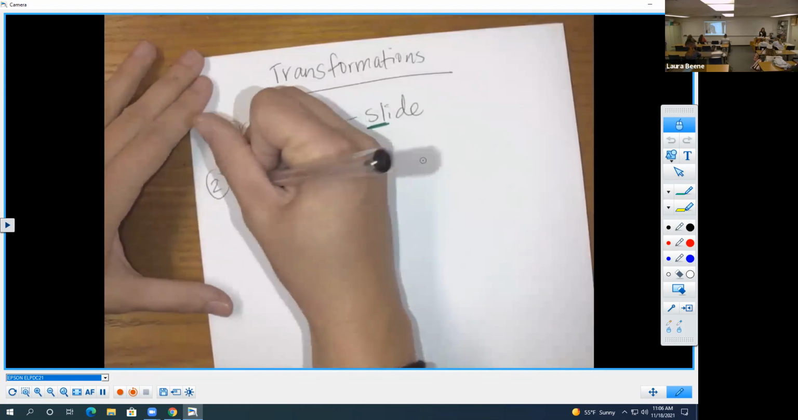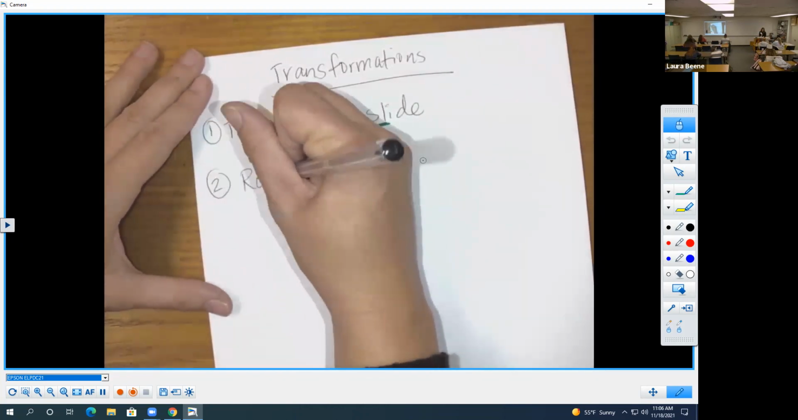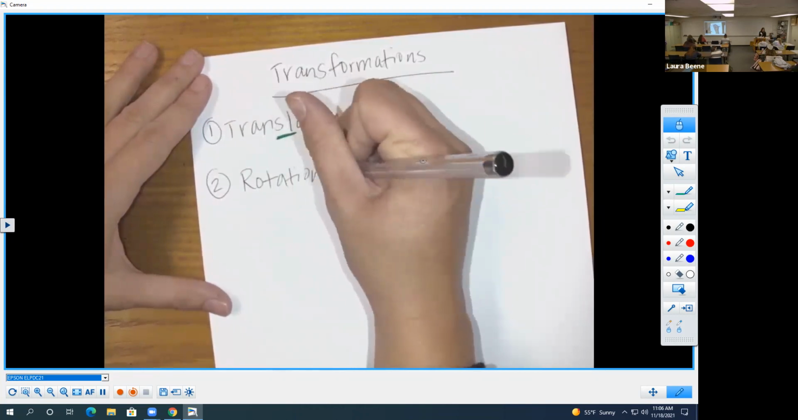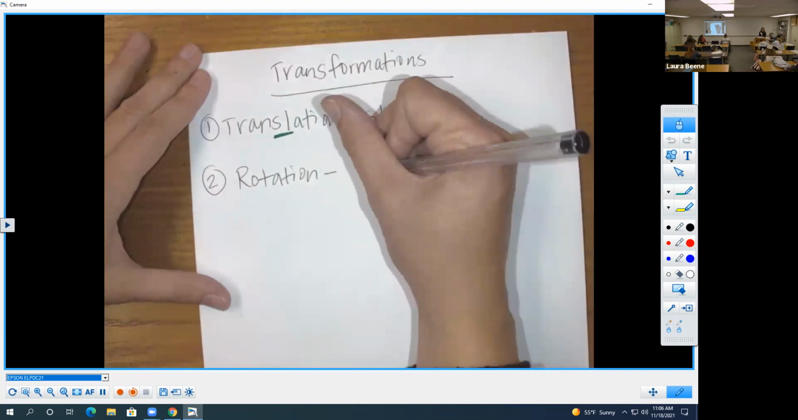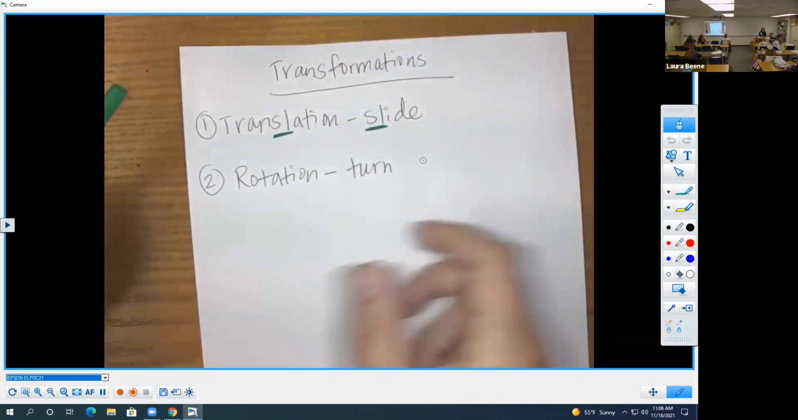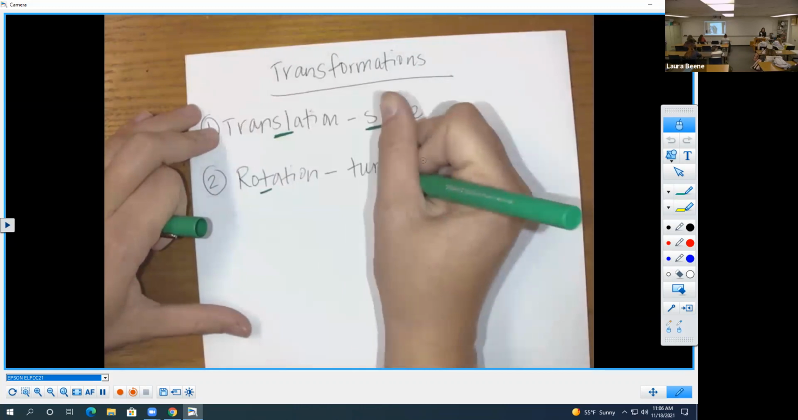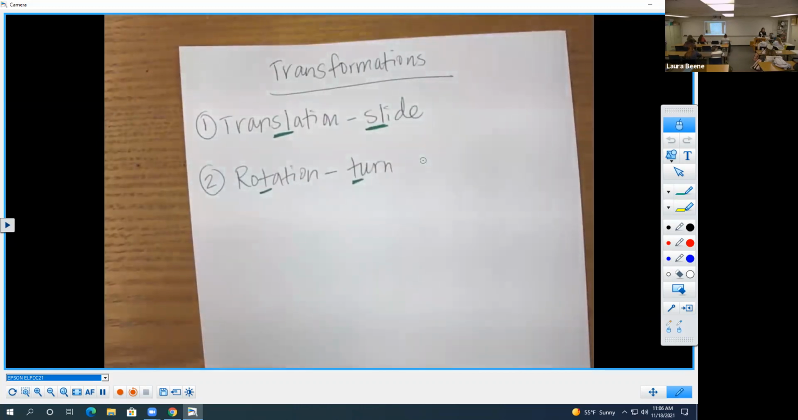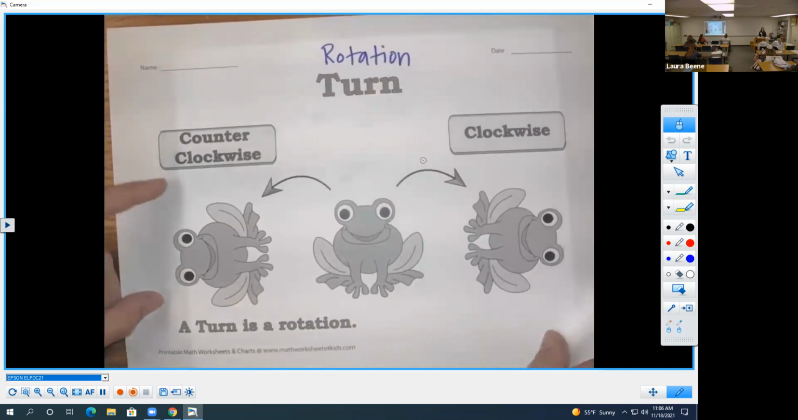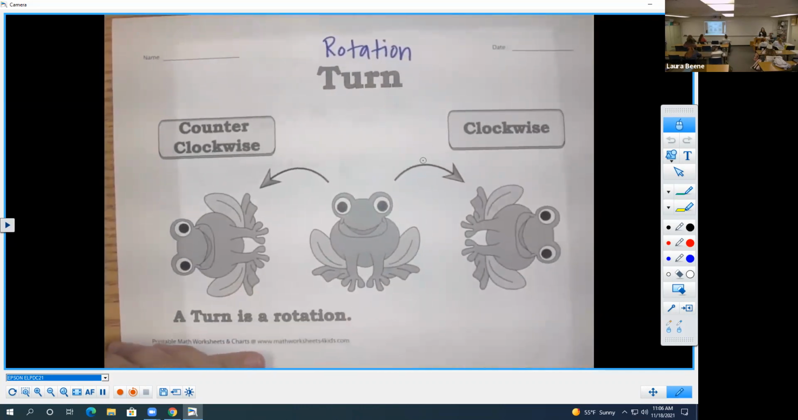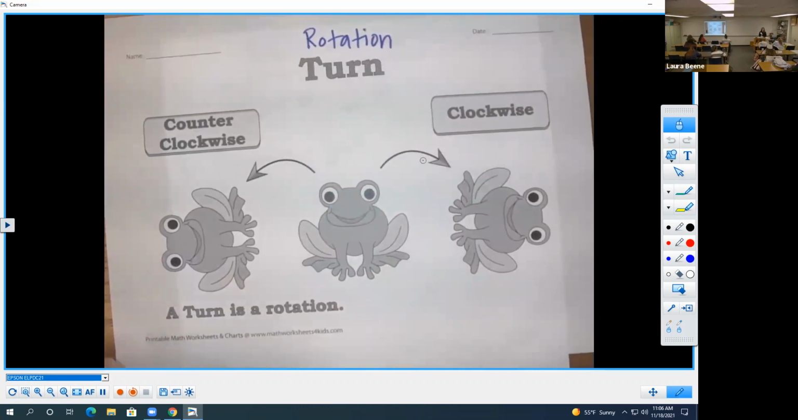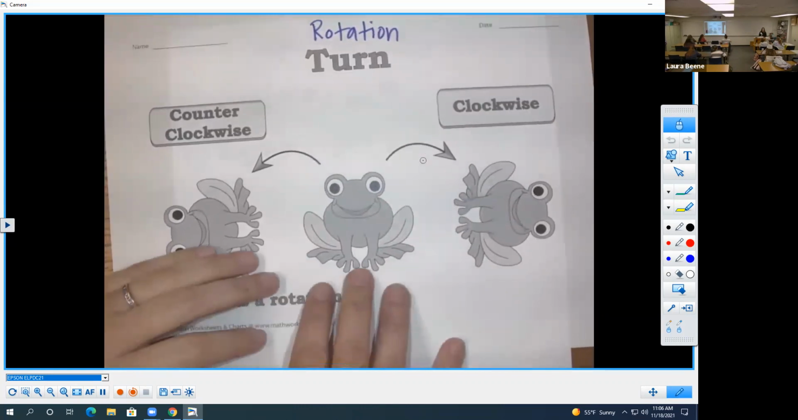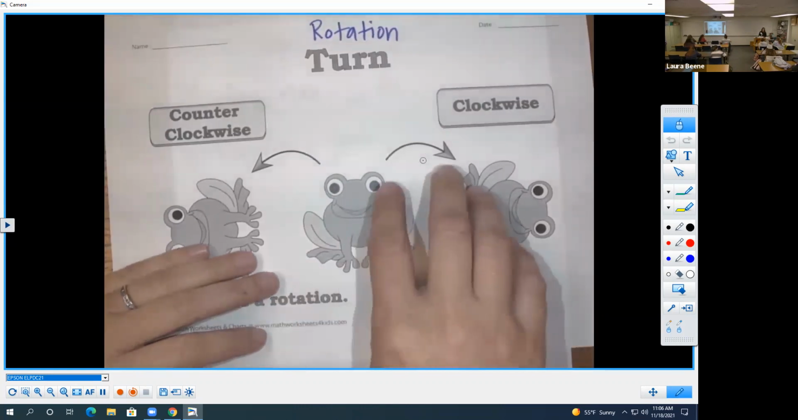The second transformation is a rotation. And what does rotation mean? Yeah, turn it. If those both have a T, rotation is turn. So you can turn it. Here's a picture, little frog. You can rotate clockwise, you can rotate it counterclockwise. I think on your homework, it tells you to rotate it.